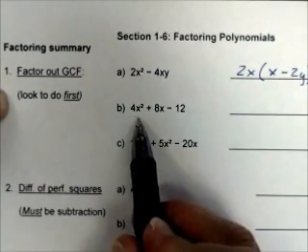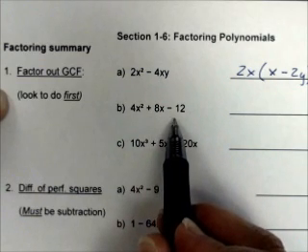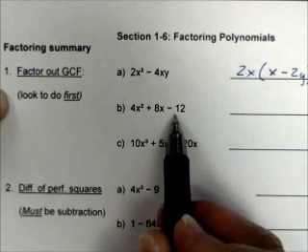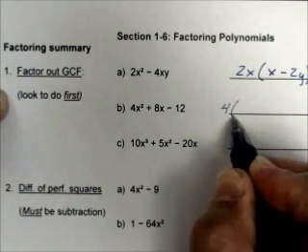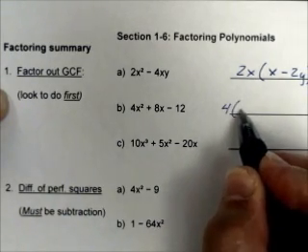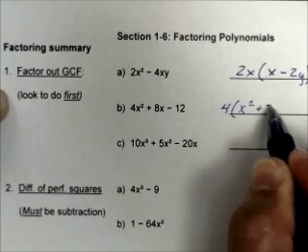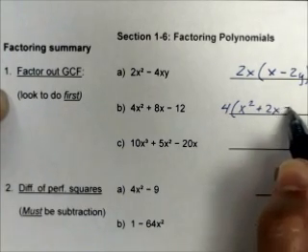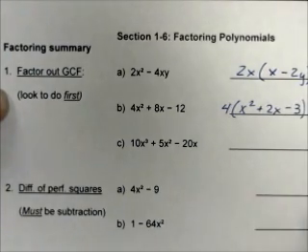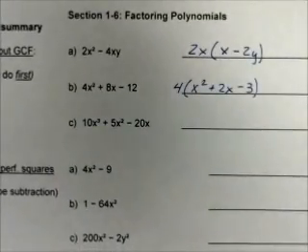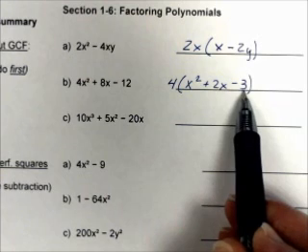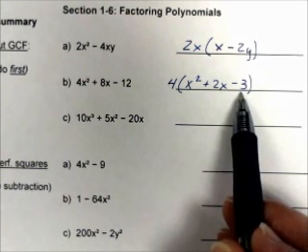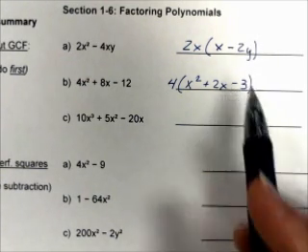The trinomial 4x squared plus 8x minus 12: what's common to all three terms is 4. We factor out 4, and our resulting trinomial is x squared plus 2x minus 3. Now we can't stop there, we have to check. Is the trinomial x squared plus 2x minus 3 factorable? If it is, we need to factor it.